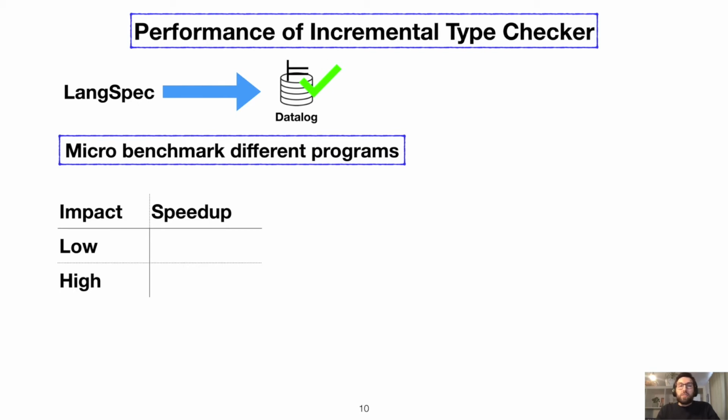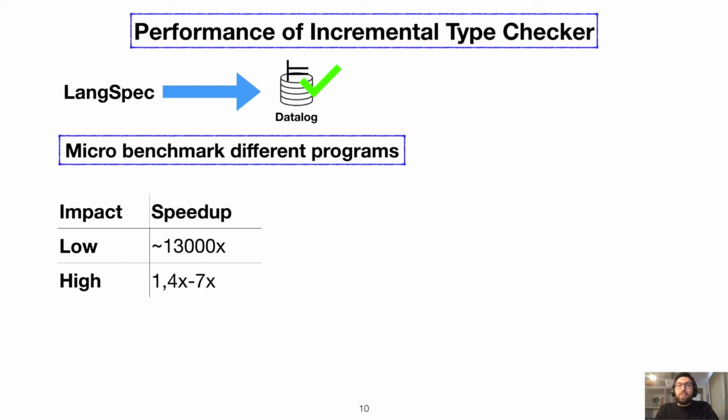High impact changes affect a lot of tuples in the typing relation when doing a small change, whereas low impact changes only affect a small number of tuples when doing a simple change. For low impact changes, we had a speedup of roughly 13,000x. But for high impact changes, we only had a speedup of 1.4x to 7x. So the type checker in Datalog is indeed incremental, but it is not as fast as it could be.